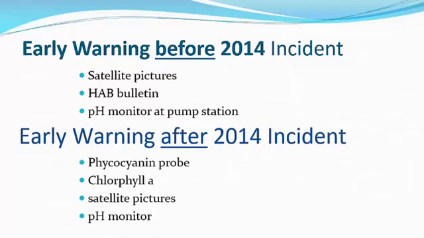After the 2014 incident, our first probe on the buoy about 1,000 feet from the intake crib went in the water late in the day on August 7th. So 6 days after we had the high reading, we had a probe. And after that, with the probe in the water, the SOND, with a phycocyanin probe and a chlorophyll A probe, we had readings giving you an idea of how much algae was out there and how much of it was blue-green. We still had the satellite pictures, we still had the HAB bulletins, and we still had the pH monitoring at the pump station.